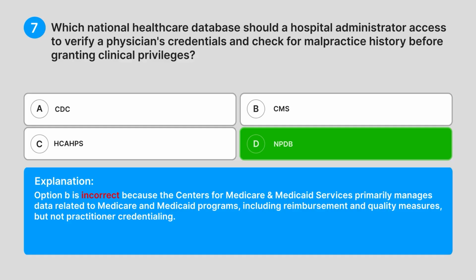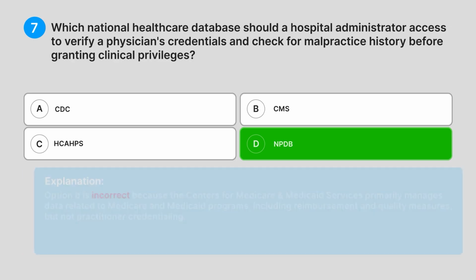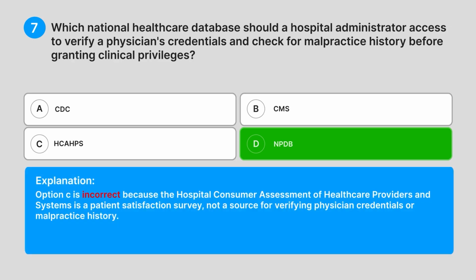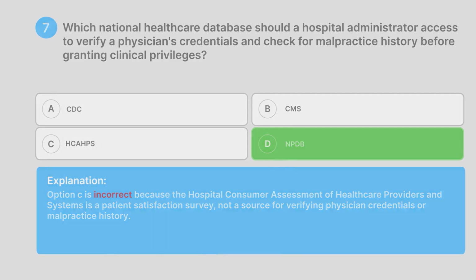Option B is incorrect because the Centers for Medicare and Medicaid Services primarily manages data related to Medicare and Medicaid programs, including reimbursement and quality measures, but not practitioner credentialing. Option C is incorrect because the Hospital Consumer Assessment of Healthcare Providers and Systems is a patient satisfaction survey, not a source for verifying physician credentials or malpractice history.